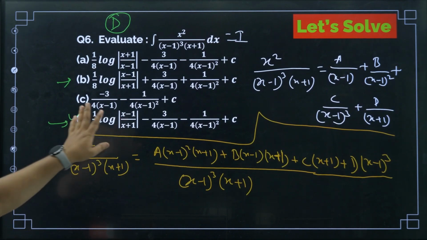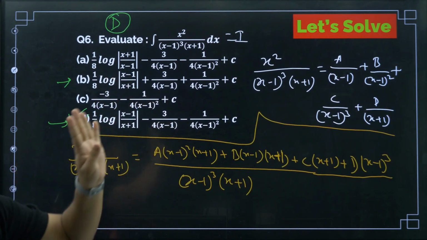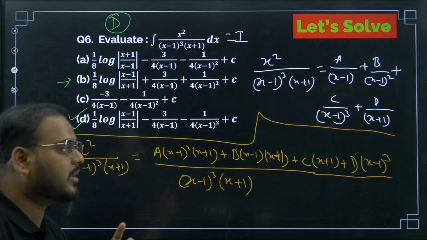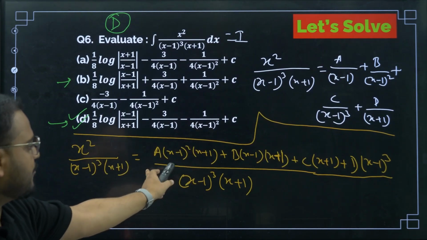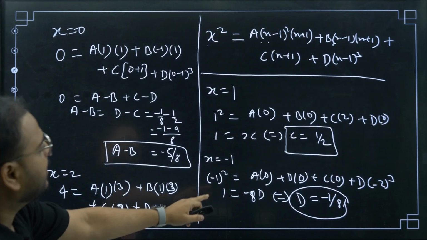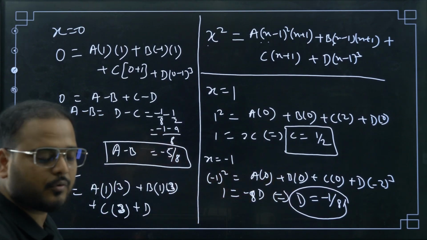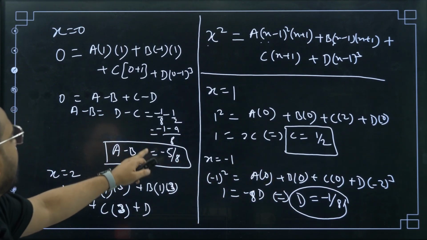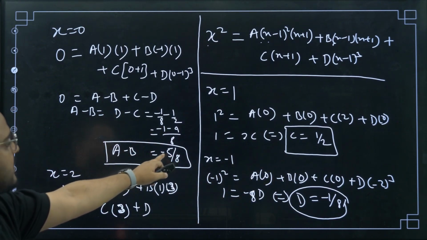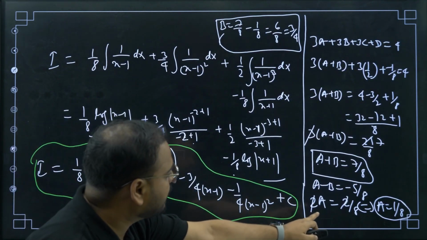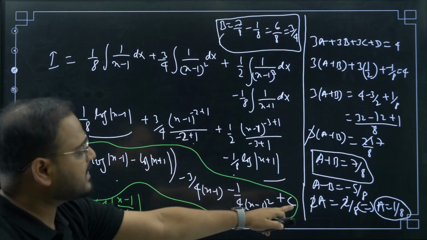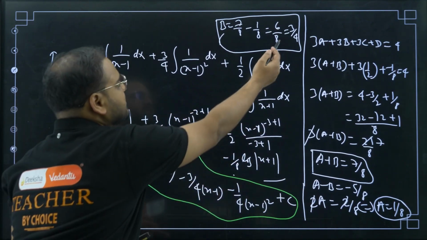First thing was, we had to identify and break this into 4 variables A, B, C, D. We got this by comparing the answer as a coefficient like this. C came as 1 by 2, D came as 1 by 8, minus 1 by 8. A minus B came as minus 5 by 8, and A plus B came as 7 by 8. From there we got A as 1 by 8 and B as 3 by 4.